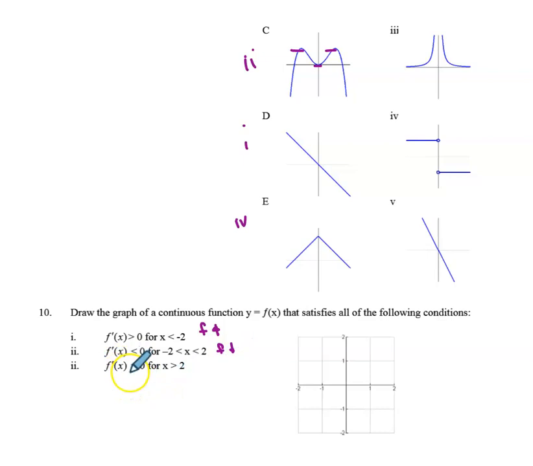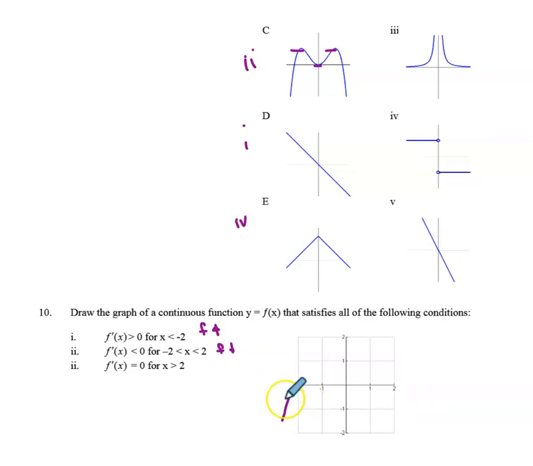And then last, we want to have a horizontal slope on the function where x is greater than 2. So we basically want an increasing, then decreasing, then constant function. And that's all the requirements that we have. So where x is less than -2, we want an increasing function.